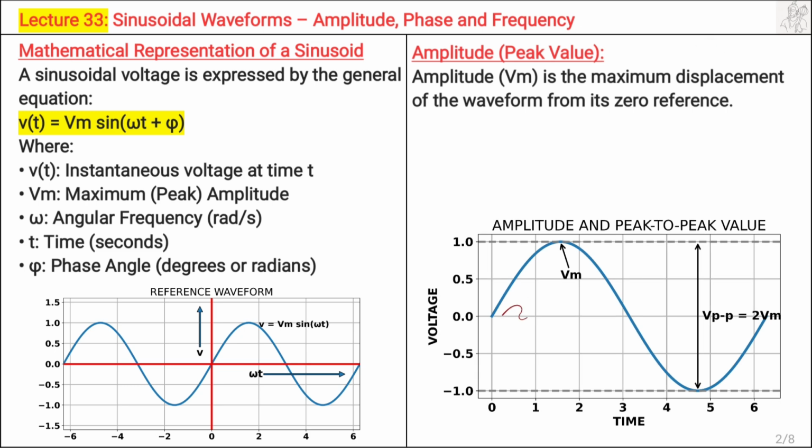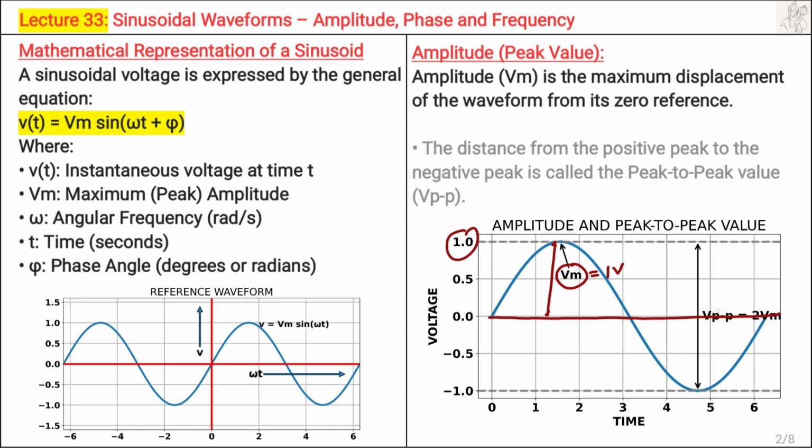So let's talk about amplitude. So for example, in this wave, this is the reference line and the maximum vertical deviation from this line is this, that is 1 volt. So therefore, the amplitude of this waveform is 1 volt, that is Vm is simply equal to 1 volt. There is another concept of peak to peak voltage, which is simply the vertical distance between the maximum positive peak and the maximum negative peak. And in this case, the peak to peak voltage is simply 2 times Vm, that is 2 times 1, that is 2 volts.